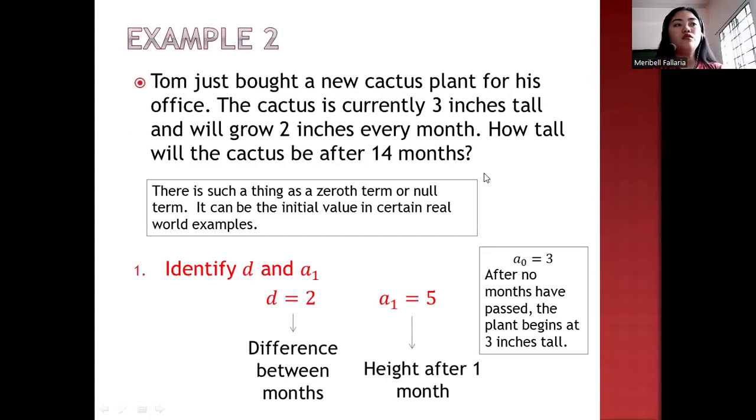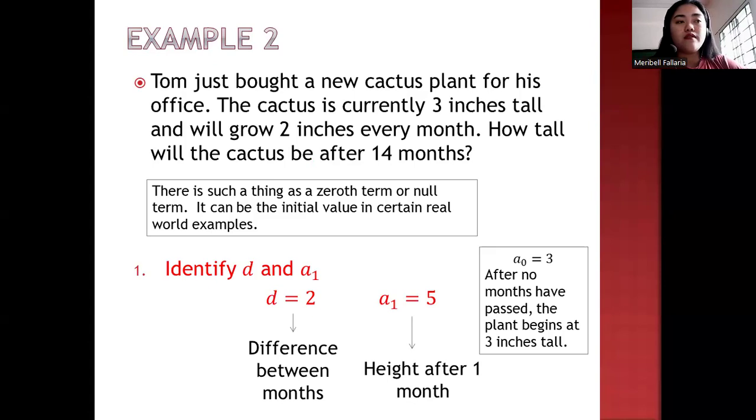Example 2. Tom bought a new cactus plant for his office. The cactus is currently 3 inches tall and will grow 2 inches every month. How tall would the cactus be after 4 months? There is such a thing as a zero term or null term. It can be solved by a certain real world example.